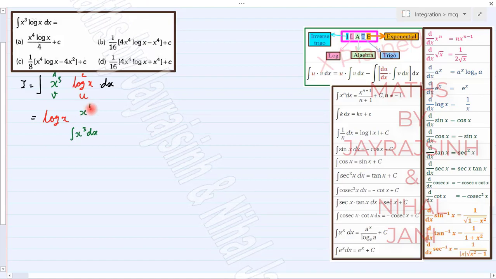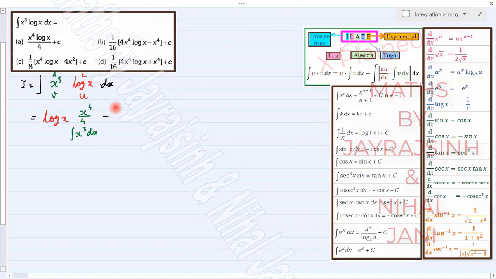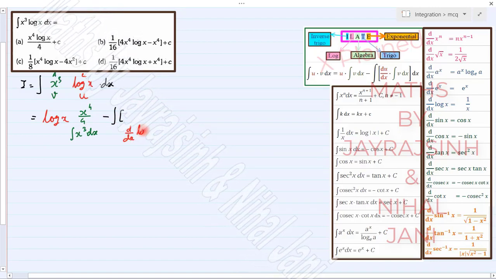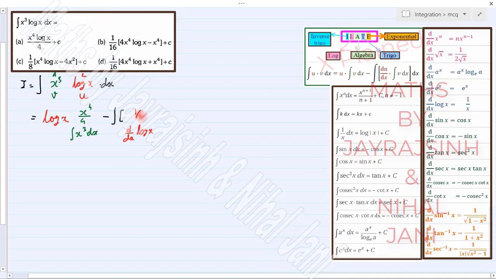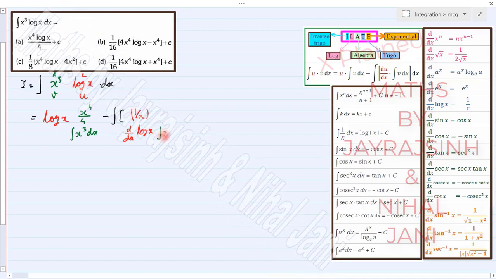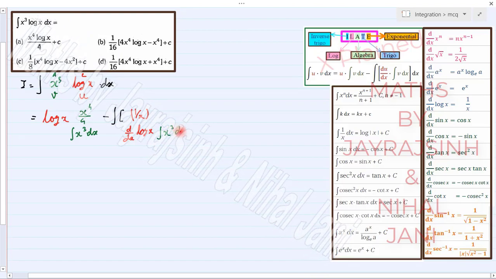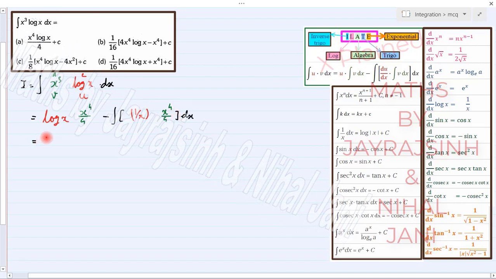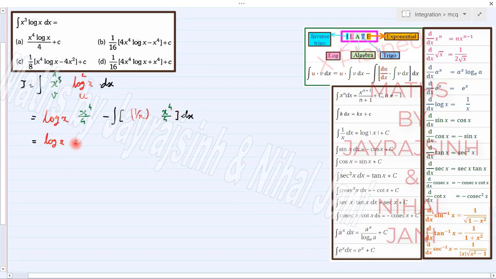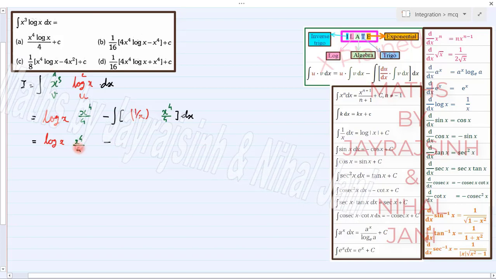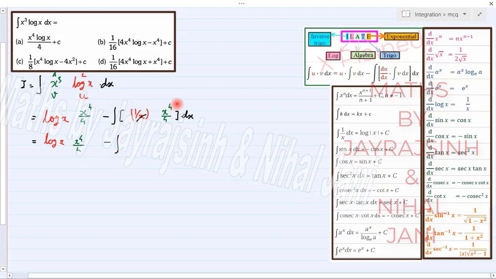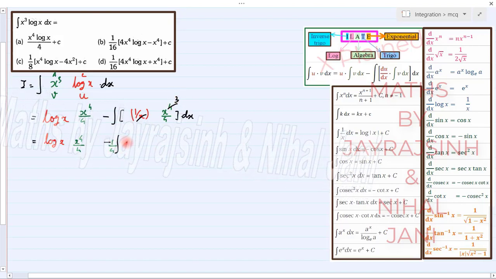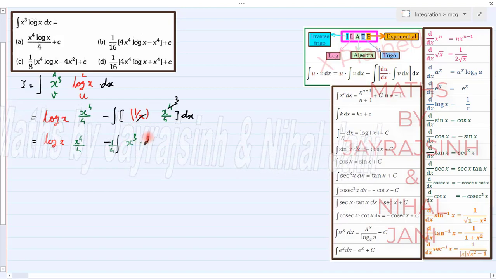So its integration will be x raised to 4 by 4 minus integration of product of differentiation of u, which is log x, or we can say it will be 1 by x, and integration of v, which is x cube. So its integration will be x raised to 4 by 4. So now your first term will be as it is minus in second term 1 power of x will reduce and this 1 by 4 is constant, take it outside. So we just have to integrate x cube.